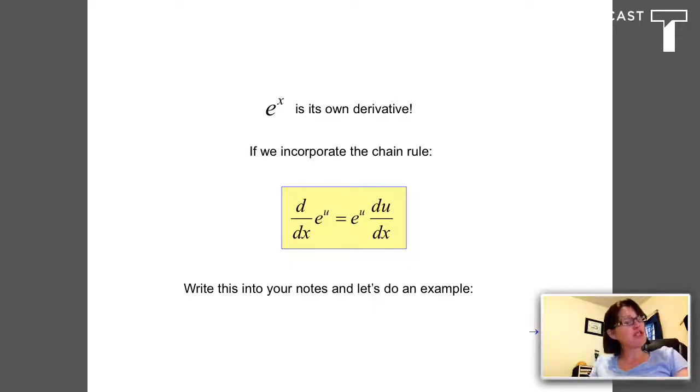If we're going to write that using the chain rule, since we know the chain rule now, the derivative with respect to x of e to the u is e to the u times du dx. If you put that in your notes, we'll do an example.